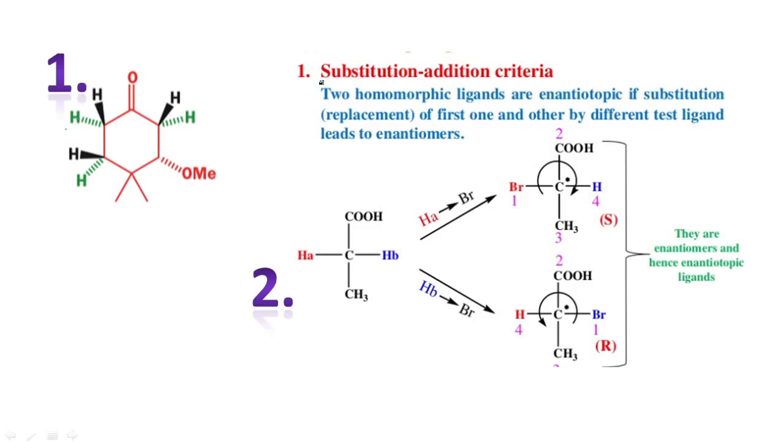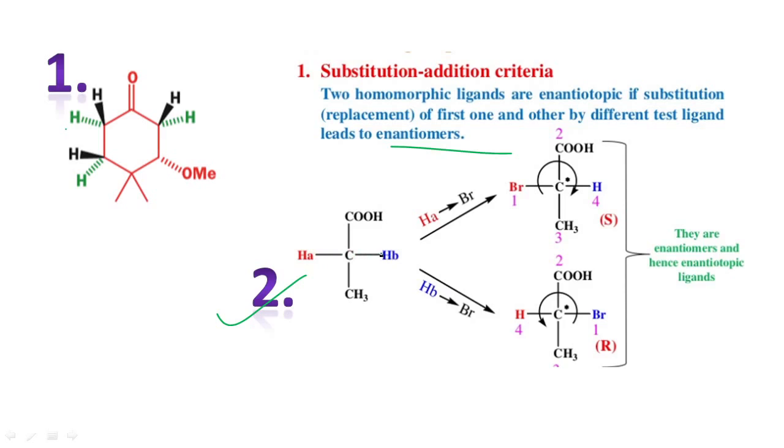The first one is the substitution criteria. Two homomorphic ligands are enantiotopic if substitution of one and other by a different test ligand leads to enantiomers. So as you can see in example 2, here there are HA and HB, okay? Two hydrogens. This is a Fischer projection.